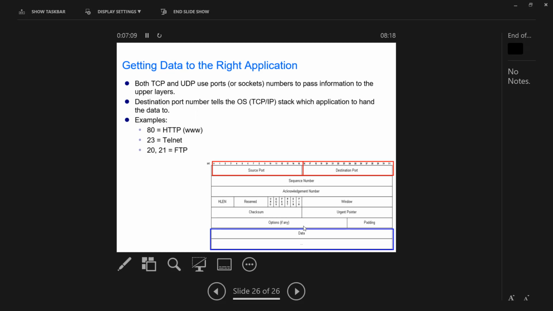And then the main task is to deliver the data to the right application. So here in the TCP header, we add destination port and source port, and also some other parameters, but the main part is source port and destination port to deliver the data to a specific application.